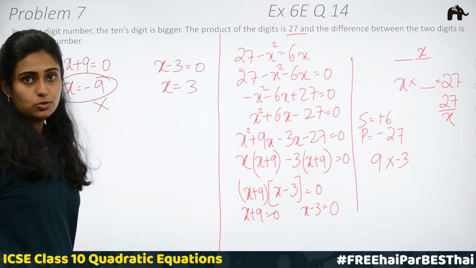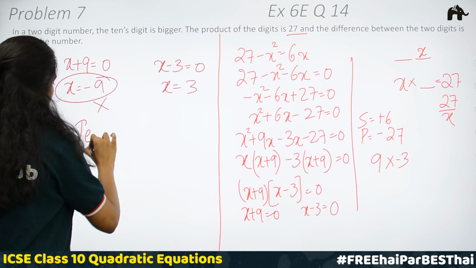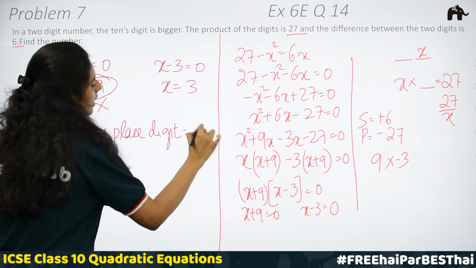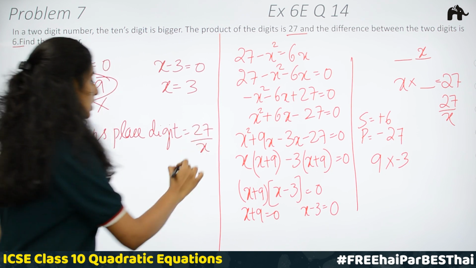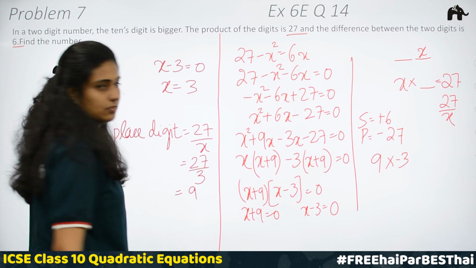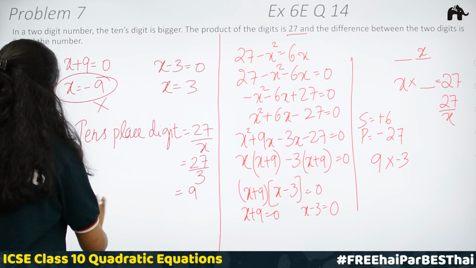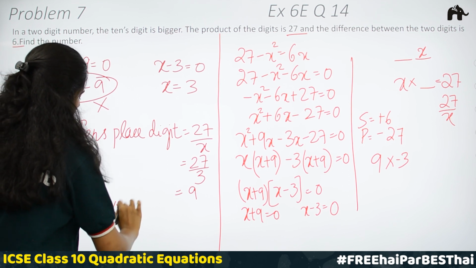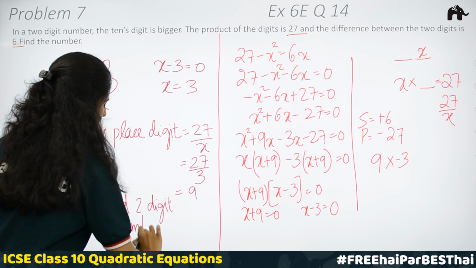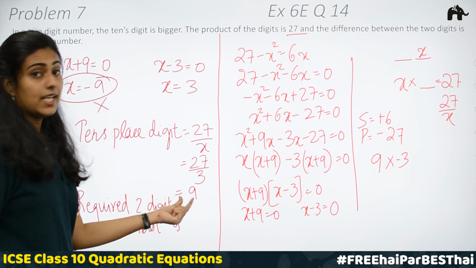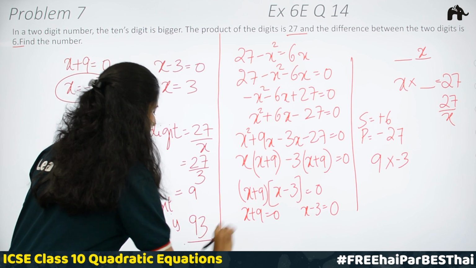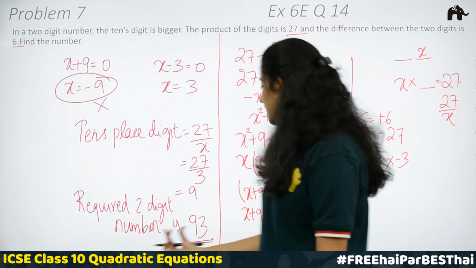If x is equal to 3, then what is the tens place digit? Tens place digit is equal to 27 by x, which is equal to 27 by 3, that is 9. Then the required two-digit number is tens place 9, unit place 3. It is 93. 93 is the required two-digit number.